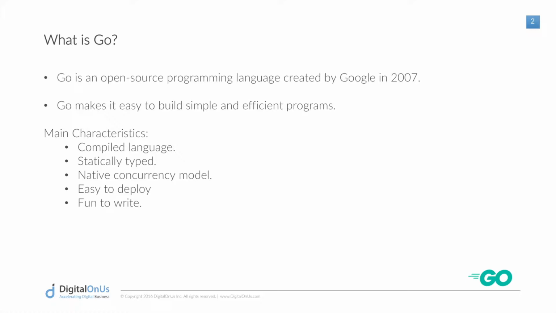Go programs are also easy to deploy because the compiler generates a single executable file. Sometimes, deploying a Go program to production can be as simple as copying the executable over to the server. And last but not least, it is a language that is just fun to write.